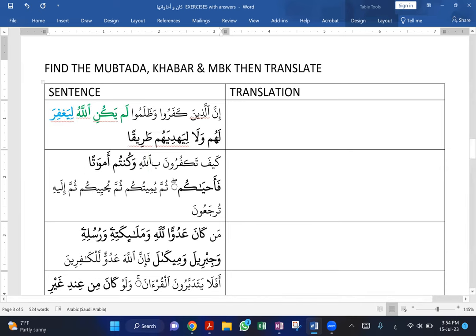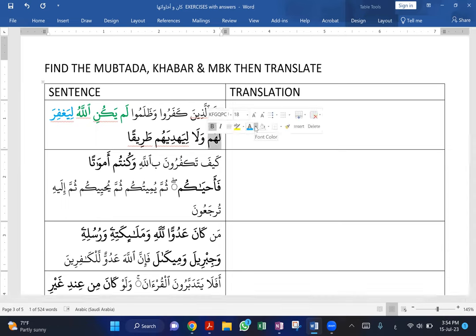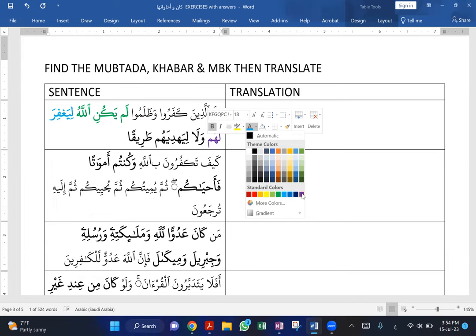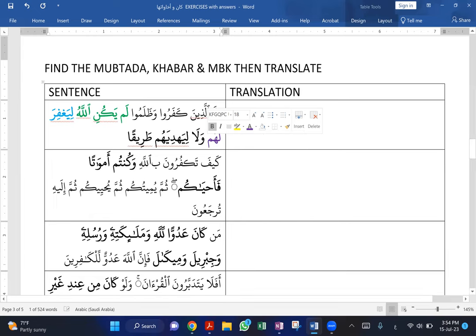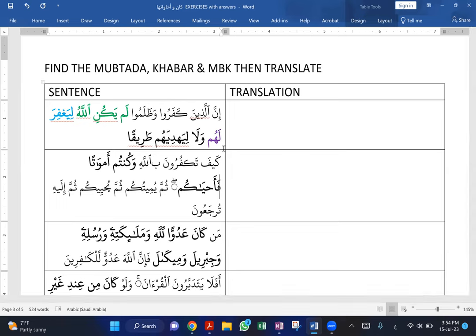And then, of course, lahum. What is lahum? Yes, mutalliq bil khabar. I'm going to call it purple. Sayma, do you want to say something? Yes, sister, I have a doubt about li yaghfira. Why can't it be a mutalliq bil khabar? Because it's a harf of nasab, and only a harf of jar can be a mutalliq bil khabar. Am I right? Yes, okay.